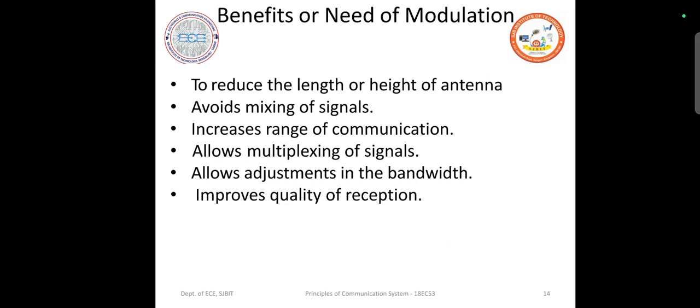Third advantage is increase in the range of communication. So obviously we can send the signal over a longer distance. Fourth one is, it allows multiplexing of signals, which is the most important application of modulation. Fifth one is, we can adjust the bandwidth also. This we shall see in the later part. And it also improves the quality of reception, because as I said, high frequencies are less prone to noise, so it has an advantage. So in that way, we'll be able to gain a lot of benefits by going for modulation. I hope you have understood what we have discussed till this point.